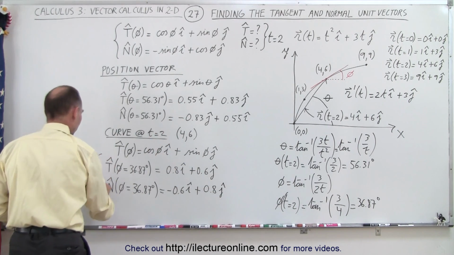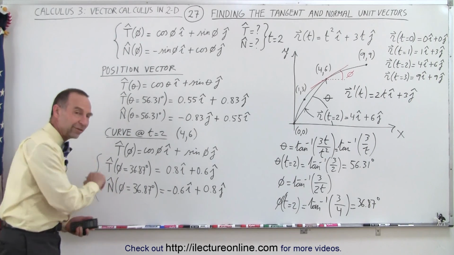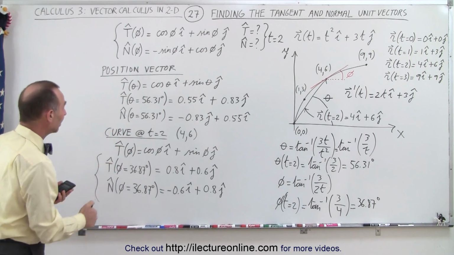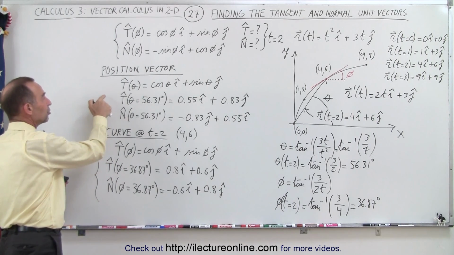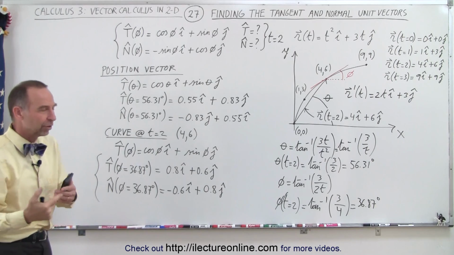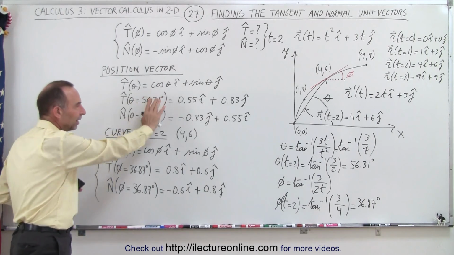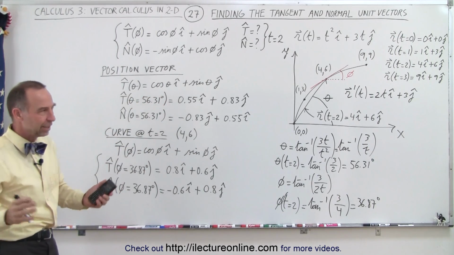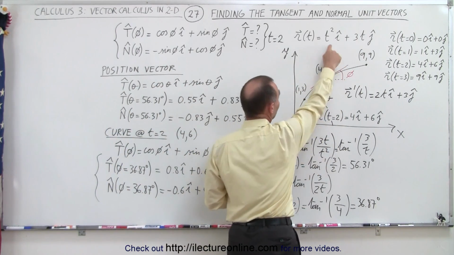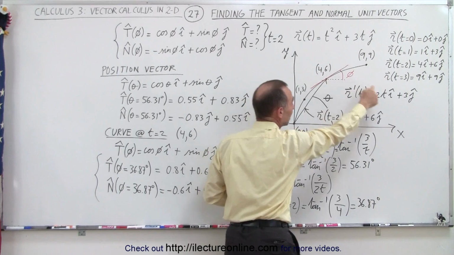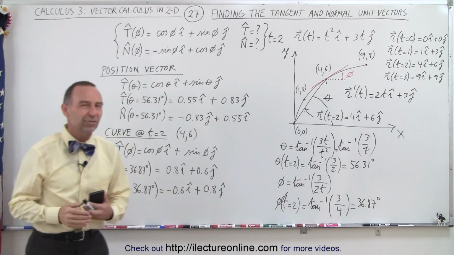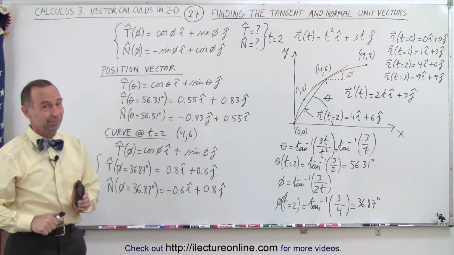So this here gives us the unit tangent and unit normal vector relative to the curve at that location, and this gives us the unit normal and unit tangent vector relative to the position vector. Now, typically that's not done, but sometimes it gets confusing, and then we have to realize that to find the angle theta, we use the position vector. To use the angle phi, we need to take the derivative of the position vector, and hopefully that clears things up quite a bit, because that's how it's done.